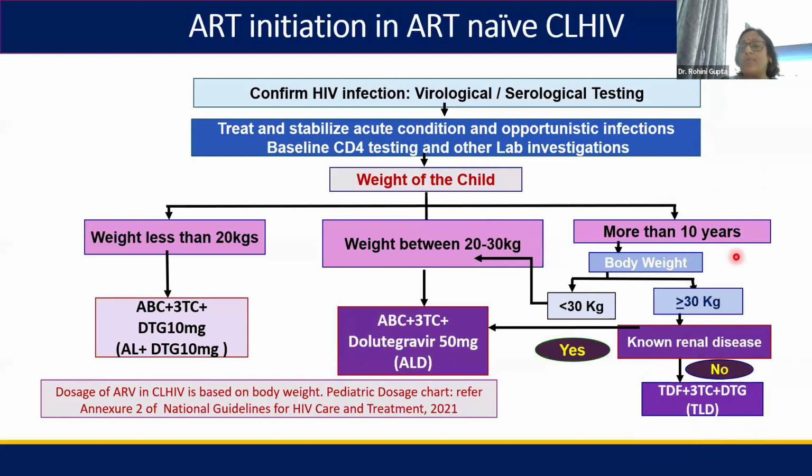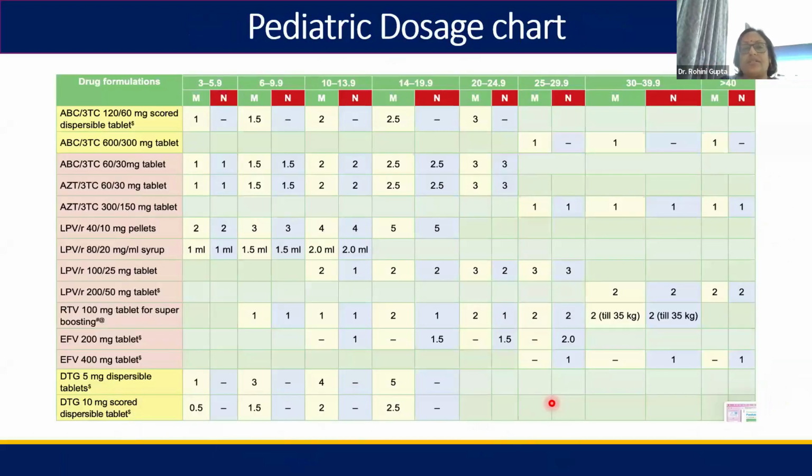So hence, in our program now, if you look at this chart, all our newly diagnosed children living with HIV would be on DTG-based ART regimens, which are the best regimens available for children. The dosage of the ARV in children living with HIV is based on the body weight, and the pediatric dosage chart is available as Annexure 2 in the national guidelines. We all request you to please utilize this chart. Please take a printout of this and utilize this to determine the body weight.